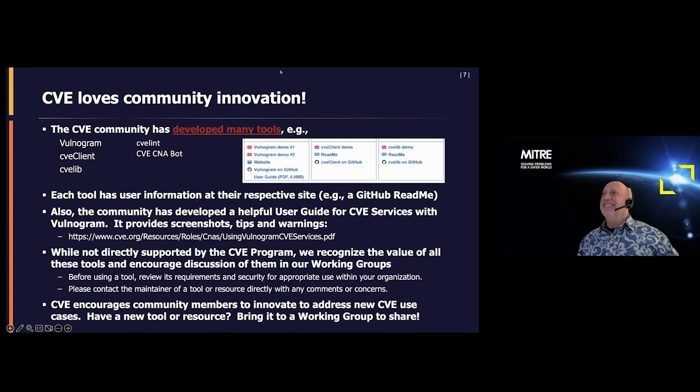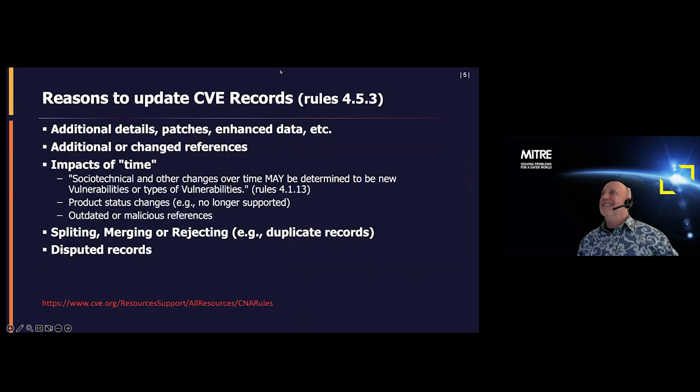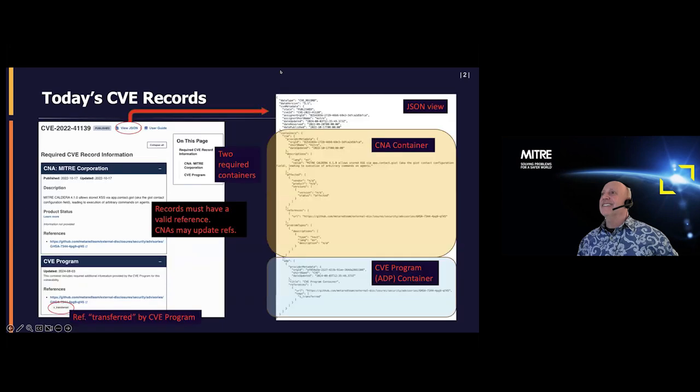Cleanup. Sure. It's important when you, as a CNA, assign a CVE. There are three required elements, and the required elements are the ID, the description, and a reference. That still exists today as from the very beginning. Those are the minimal required elements.